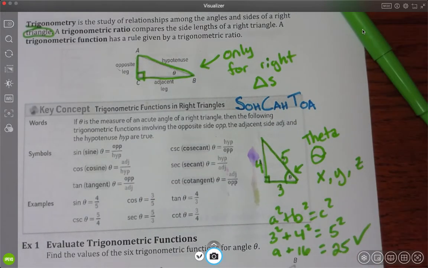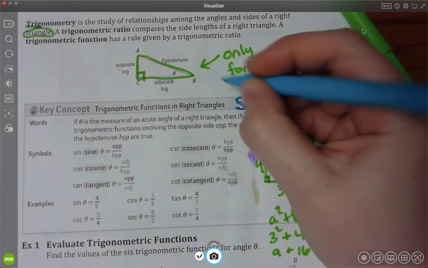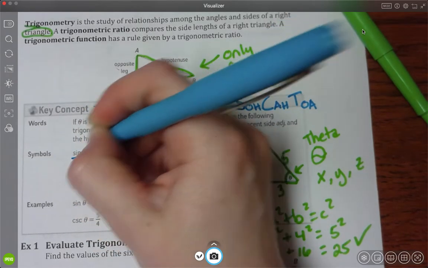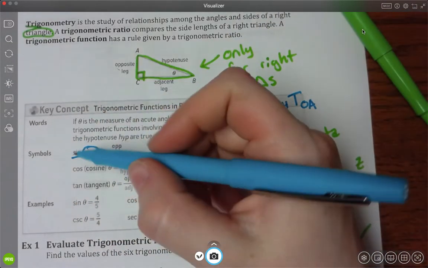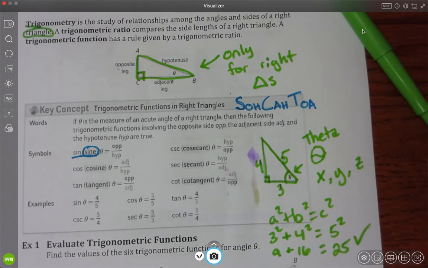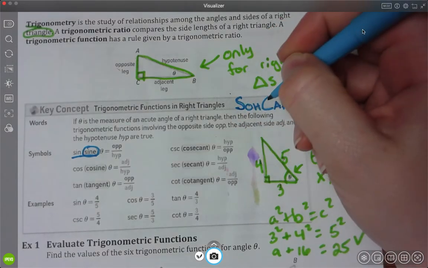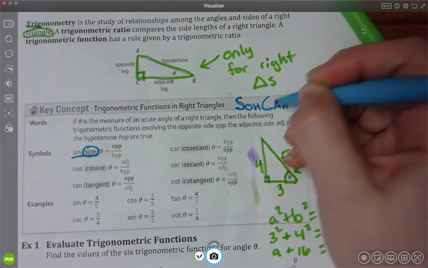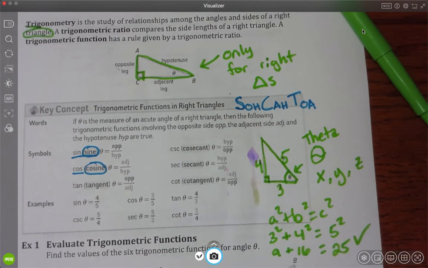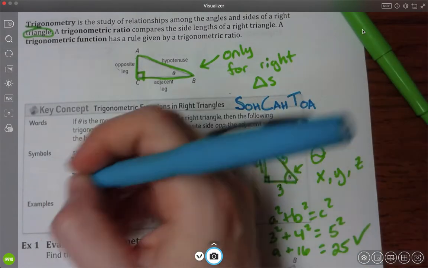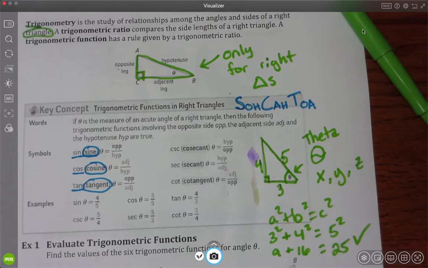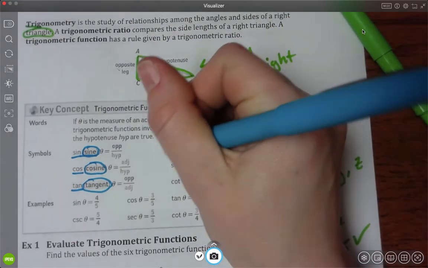SOHCAHTOA. The S, the C, and the T stand for sine, cosine, and tangent. Sine is spelled S-I-N-E, but abbreviated sin. Do not pronounce it "sin"; it is still pronounced sign, like a road sign. The C stands for cosine, abbreviated cos, but it's called cosine. And T is tangent. Don't pronounce it "tan"; it's still called tangent, even though we shorten it to tan. We'll talk in a second about what these mean.